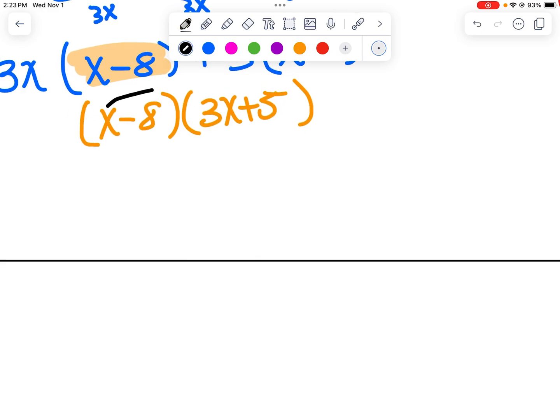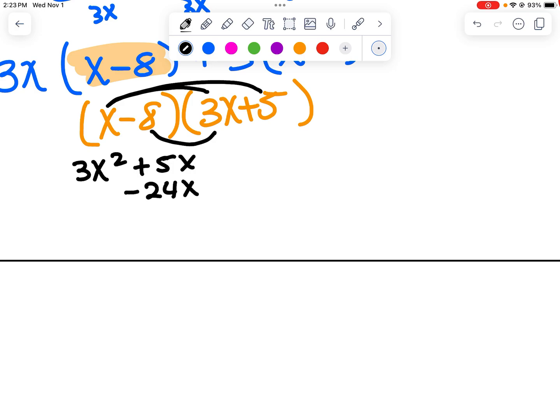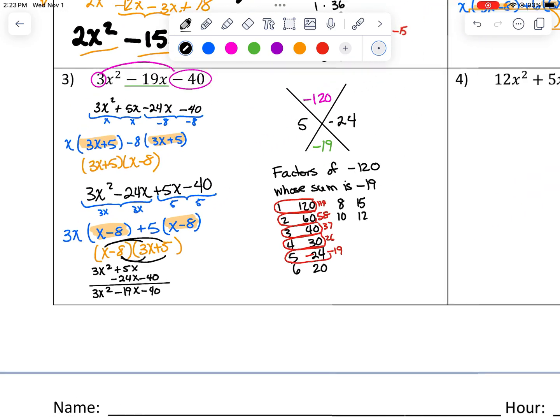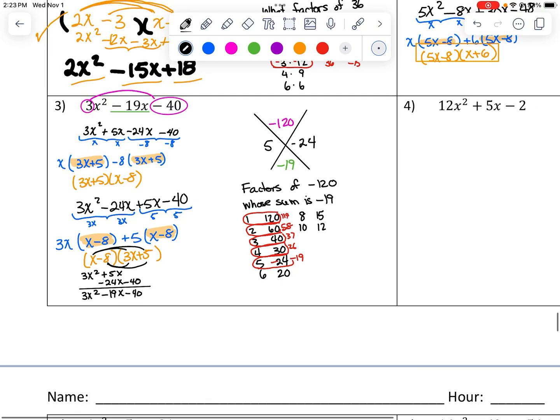So if we take this times this, we get 3x squared. If we take this times this, we get 5x. If we take this times this, we get negative 24x. And if we take this times this, we get negative 40. And then if we add these together, we get 3x squared minus 19x minus 40, which, winner, winner, chicken dinner, is the question.